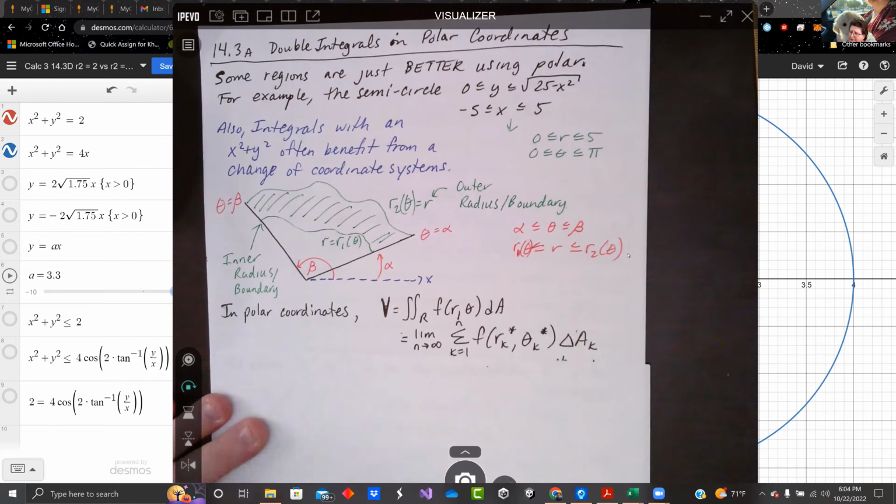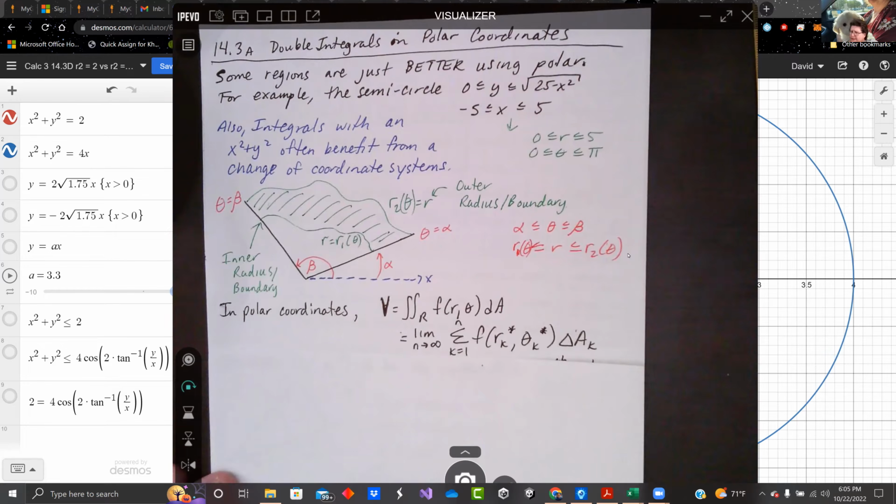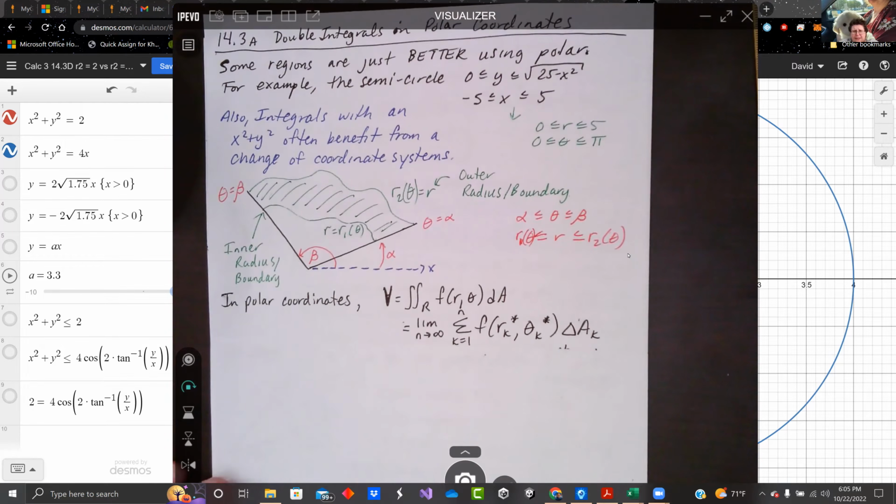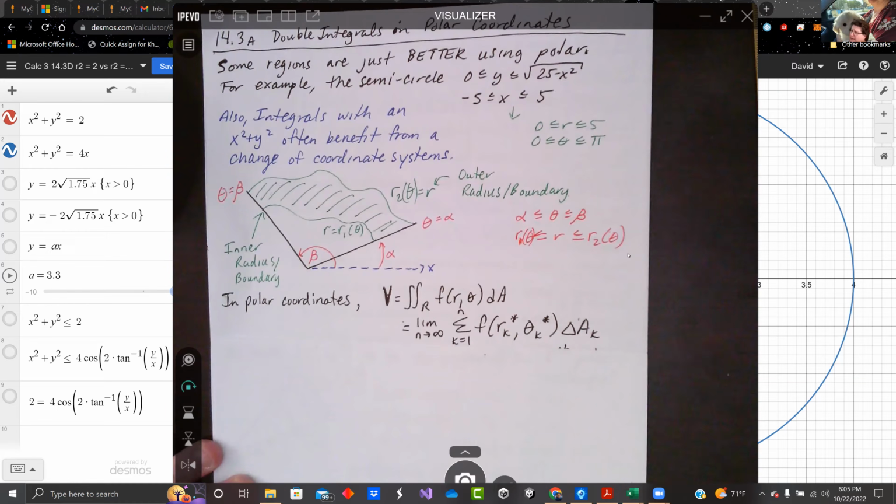We might only have one radius, we might have two, so an inner and an outer radius or boundary. In polar coordinates, let's take a look at our integral. Our volume is the integral over the region of f of r, theta dA. Well, what's dA, and r and theta? Let's take a look at that.